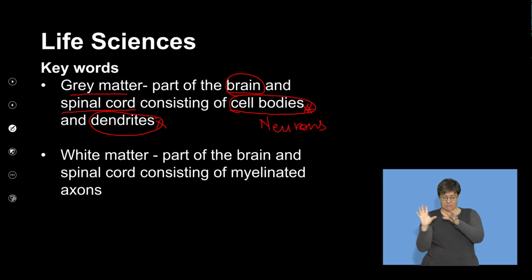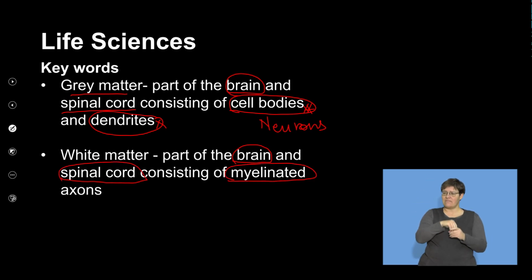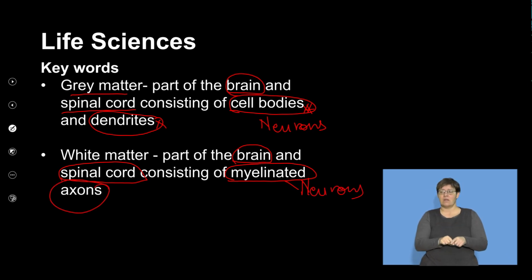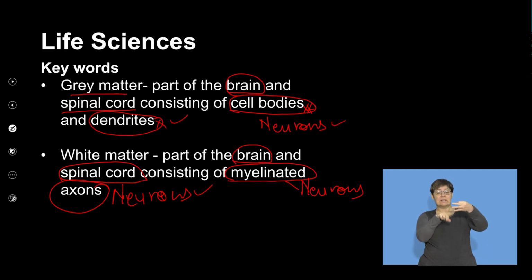Then we have the white matter. That is again part of the brain and the spinal cord. It consists of the myelin sheath and the axon. Again, we will come across these words when we deal with the neurons. So if you look at this, we've got four terms that we're going to deal with when we deal with the nerves.